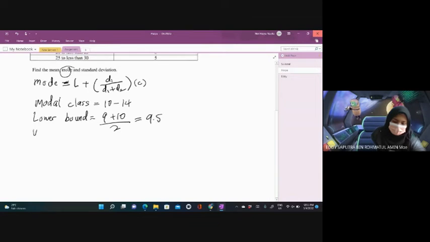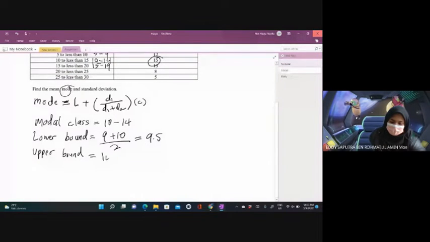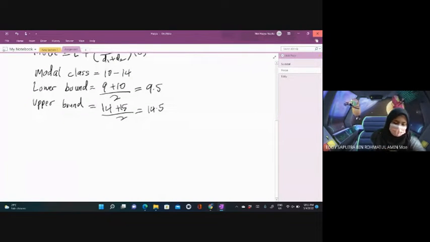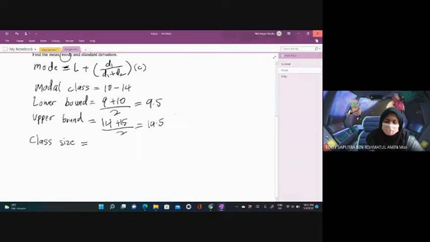And then the upper bound is equal to 14 plus 15 over 2, that is equal to 14.5. Then we need to find the class size. The class size is equal to the upper bound minus the lower bound. So 14.5 minus 9.5 is equal to 5.